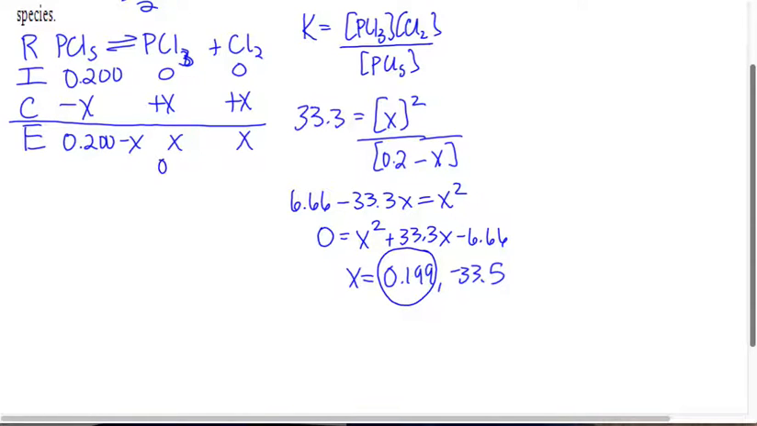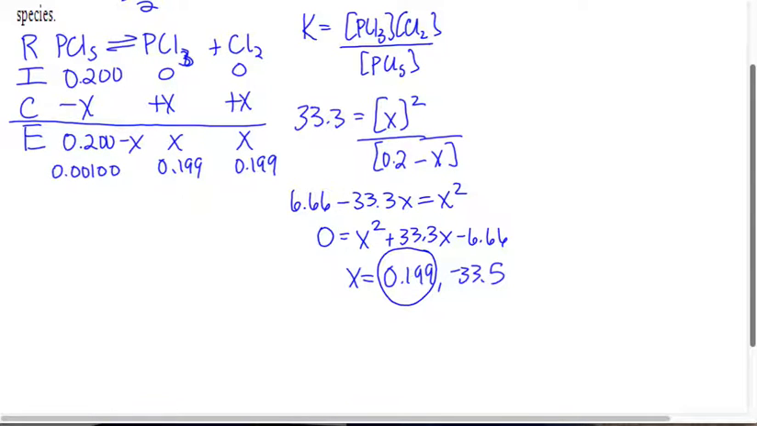So this is 0.199, then the concentration of PCl3. The concentration of Cl2 is 0.199. And what would be, then, the concentration of this guy? 0.00100. I have 3 sig figs.